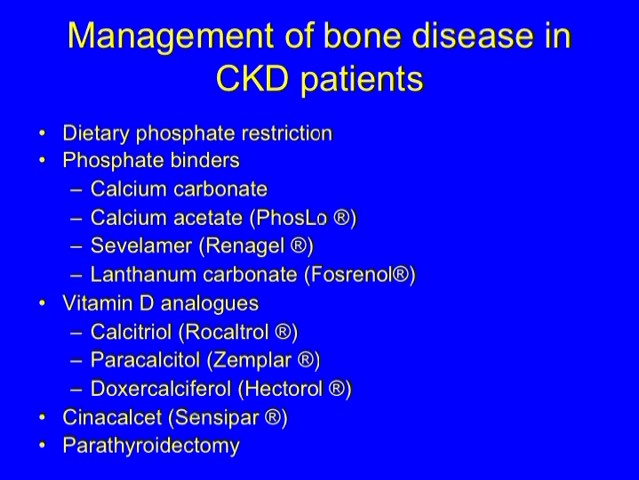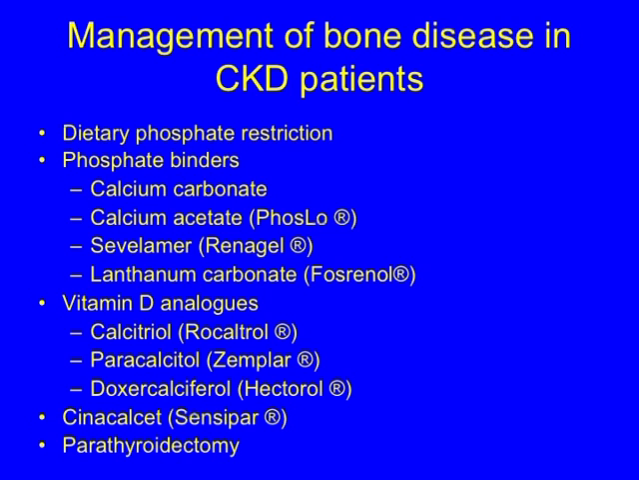So as I told you, the levels of calcitriol fall, and so one can give calcitriol in the form of 1,25-dihydroxyvitamin D3 back to patients to reduce the level of PTH. And the ones that are commonly used include calcitriol or Rocaltrol, paricalcitol or Zemplar, and doxercalciferol or Hectorol.